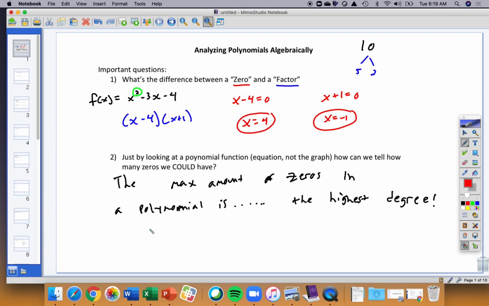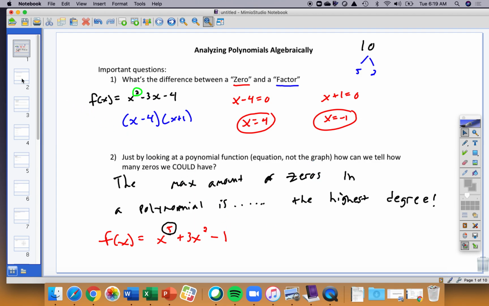If my polynomial was f of x equals x to the 5th plus 3x squared minus 1, the highest degree here is 5. We could have 5 zeros. Doesn't mean we will, but we could have 5 x-intercepts. If we're talking about solutions, we will have 5 solutions, but some of them will be real and some of them will be imaginary.